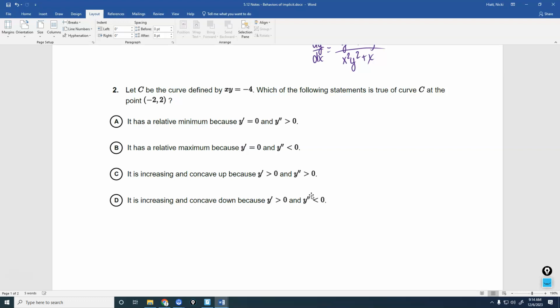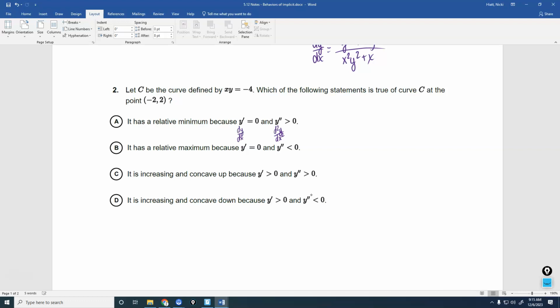Okay, so they use y prime and y double prime. I do not usually use that notation with this type of problem, but y prime would be dy/dx, and y double prime would be d squared y over dx squared. It means the same thing.